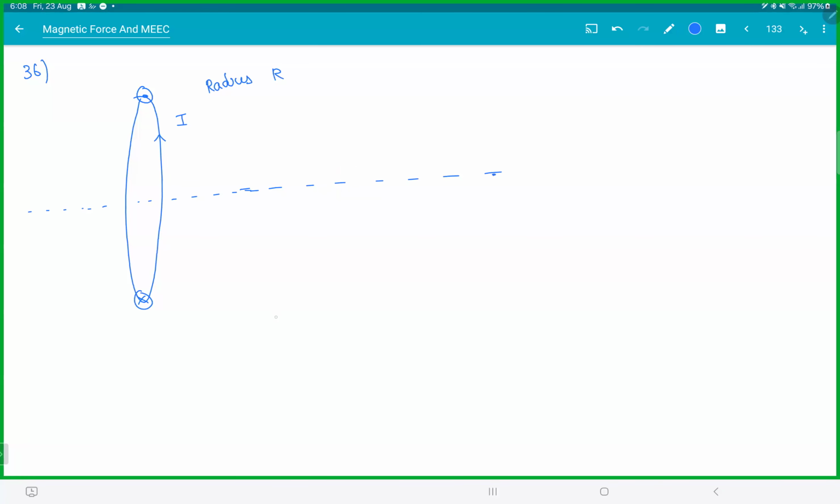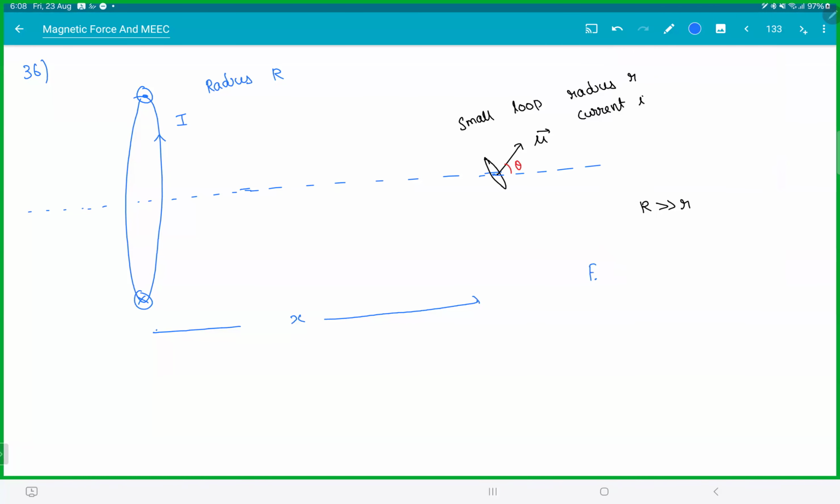So at a distance x here, we kept a small loop. Radius small r, current small i, and R is much greater than r. So this thing has a mu bar like this out of the plane, and this makes an angle theta. Find the torque and the force acting on the small coil due to the big coil.